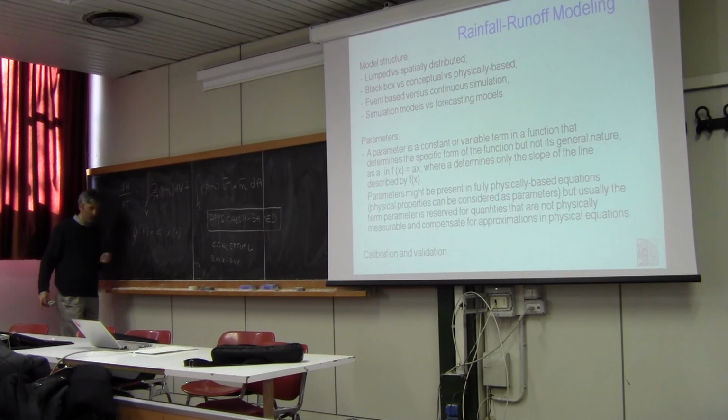In this case, if you change the value of C, of course you change the shape of the hydrograph, but you are not changing the structure of the equation. The equation is still a linear equation that connects river flow to rainfall through just one parameter C.